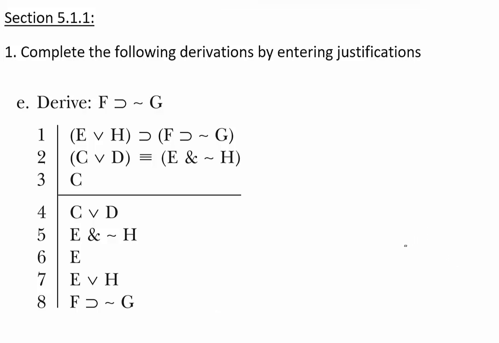Okay, for section 5.1.1, we have to enter justifications for each of the steps in the derivation. And so what we have here in the first three steps obviously is pretty easy, so we're going to have assumptions.